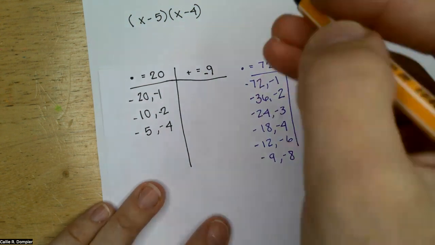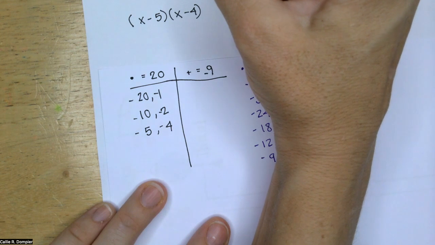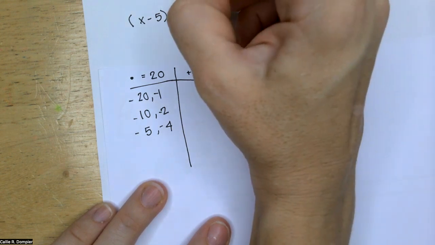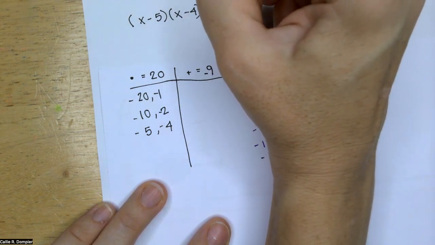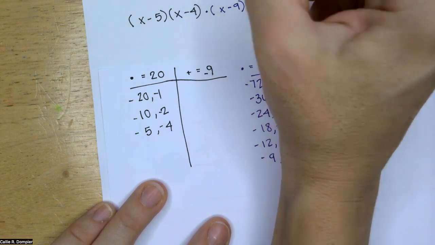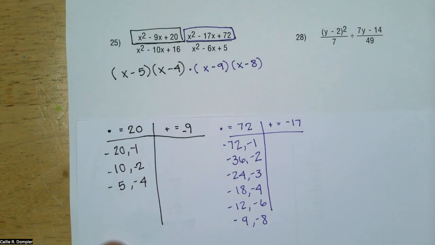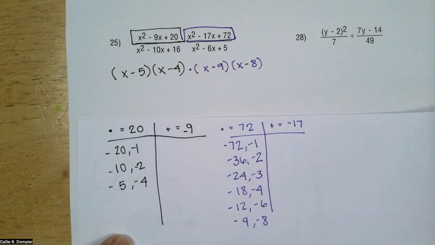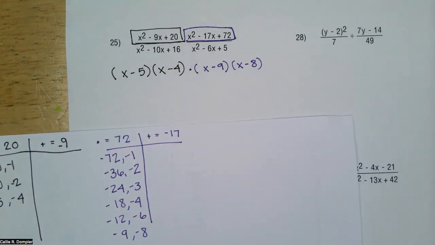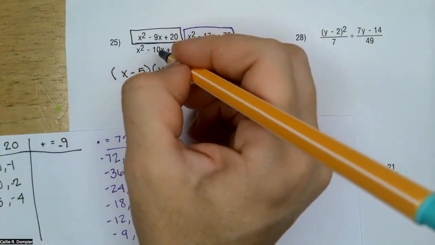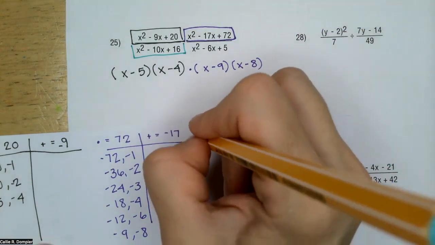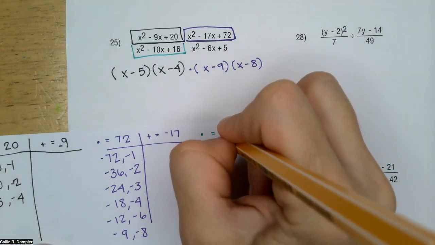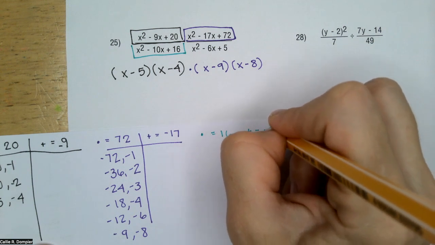So x squared minus 17x plus 72 becomes x minus 9, x minus 8. Good. All right, next term is x squared minus 10x plus 16. Good. We want two numbers that multiply to equal a positive 16, but add to equal a negative 10.